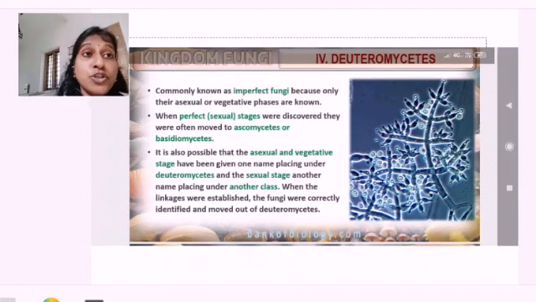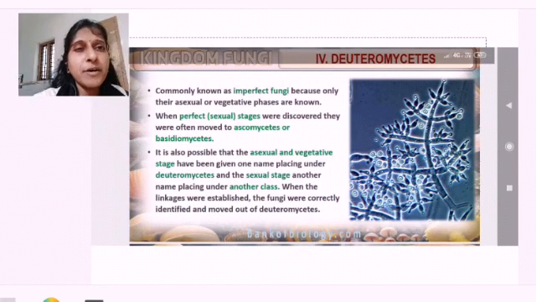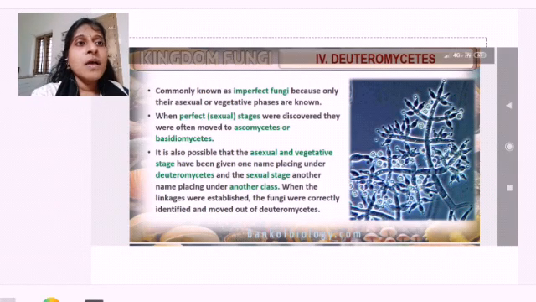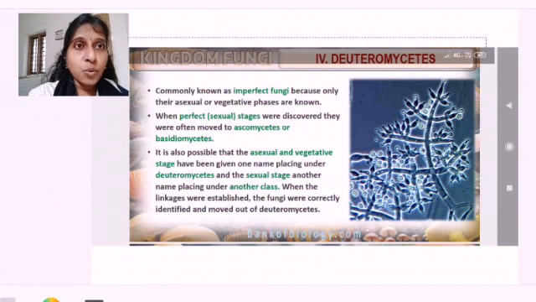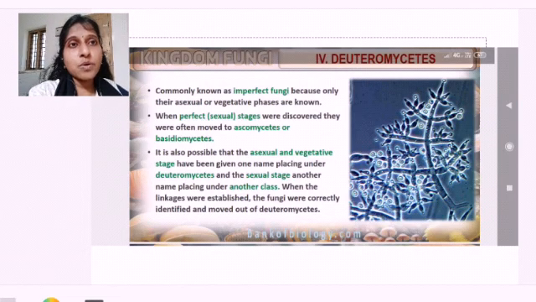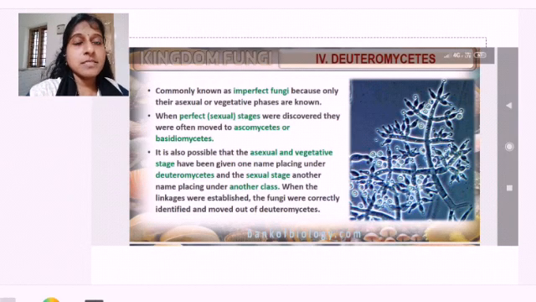Examples of Basidiomycetes are Agaricus, Ustilago and Puccinia. Now Deuteromycetes, commonly known as imperfect fungi, because only their asexual or vegetative part is known; their sexual reproduction is not known. So that's why we call them imperfect fungi. We cannot give a correct definition or correct characteristics, because they are not undergoing sexual reproduction.